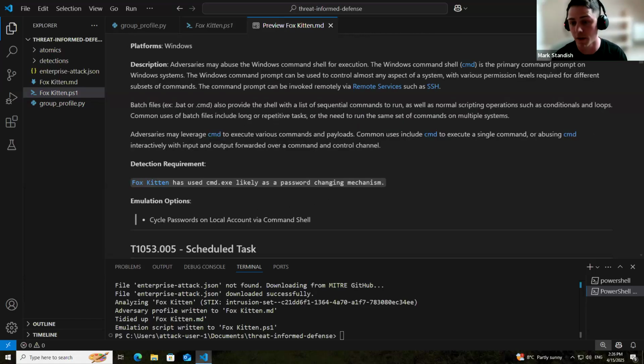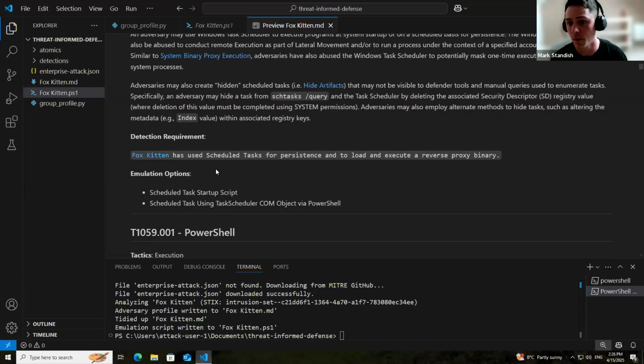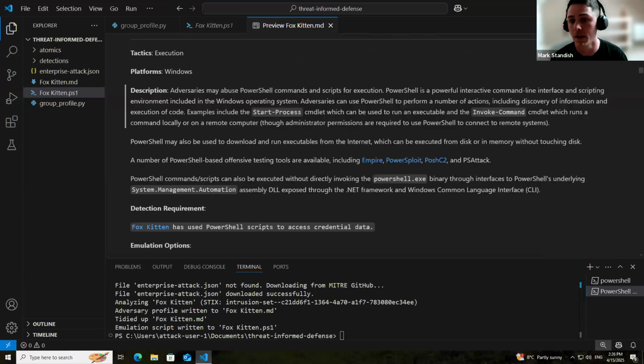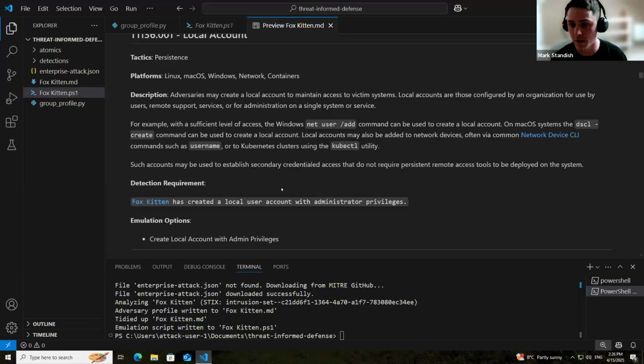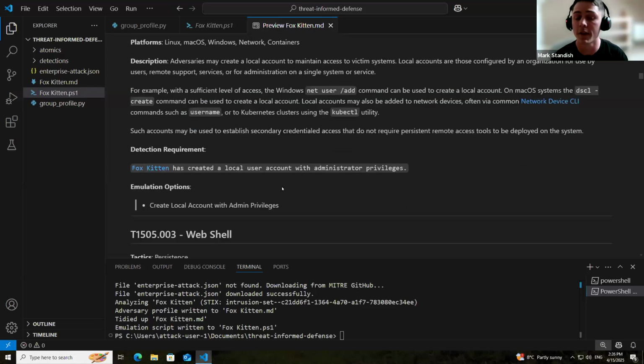Well, we can cycle passwords on local accounts through command shell. We can start messing around with scheduled tasks. We can start doing credential access PowerShell scripts like Empire, SharpHound for domain enumeration things. We can create local apps. All of these things are emulatable, repeatable.